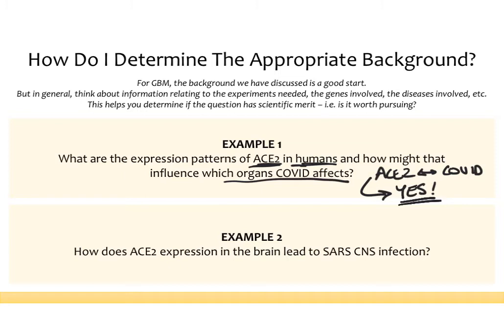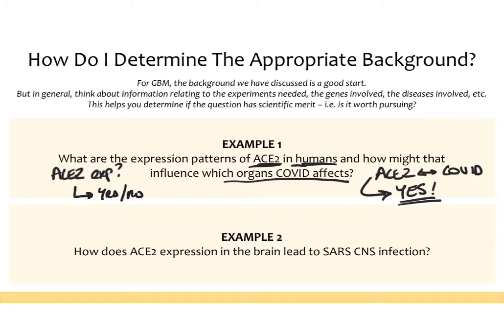Another question you might ask for background here is, do I even have a way of checking ACE2 expression levels? So do I have the tissues? Do I have the cells? Do I have the things I need to actually check ACE2 expression across all the organs in humans? And this is more of a materials and resources question. If you don't have the materials or resources and you have no way of getting them, then perhaps this question is a bust because you're just not able to do it. And so those are two simple examples of background questions you might look at.